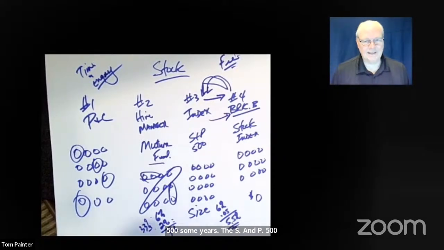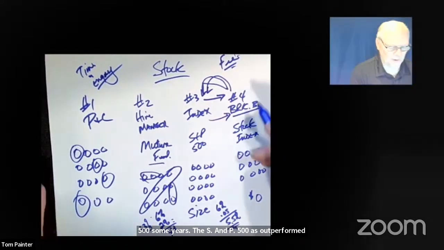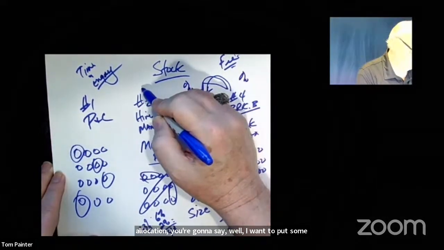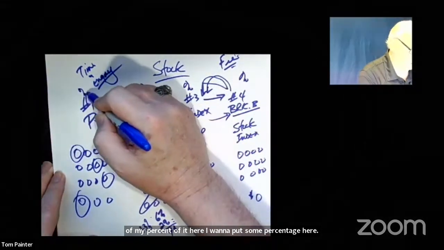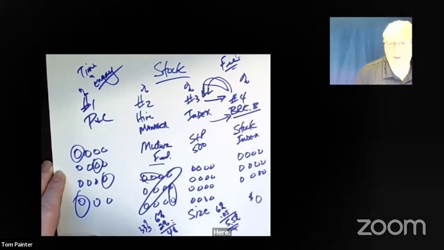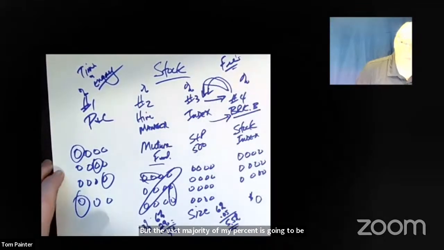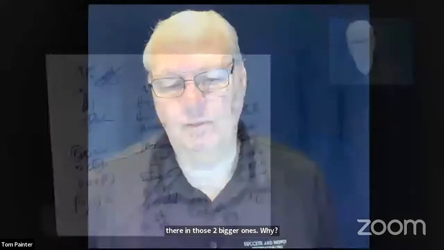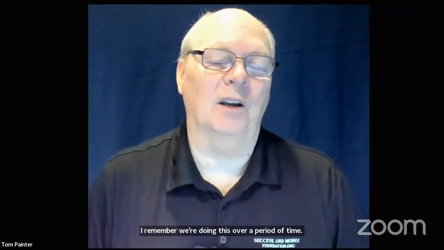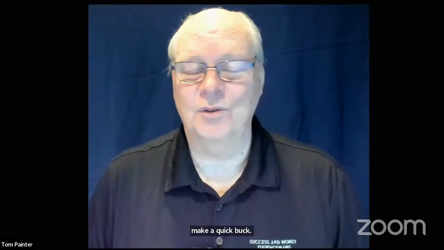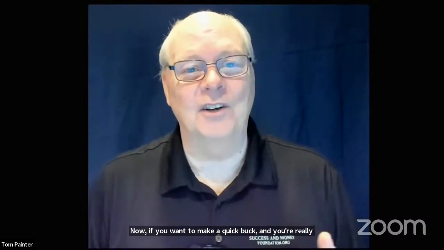So as you're doing your asset allocation, you're going to say, well, I want to put some percent of it here. I want to put some percent here. Maybe I'll put some percent here and maybe a little bit here. But the vast majority of my percent is going to be right there in those two bigger ones. Why? Because, remember, we're doing this over a period of time. We're not trying to make a quick buck. Now, if you want to make a quick buck and you're really good at picking and choosing, go do that. But it takes time and energy.